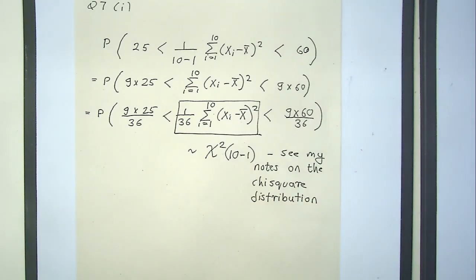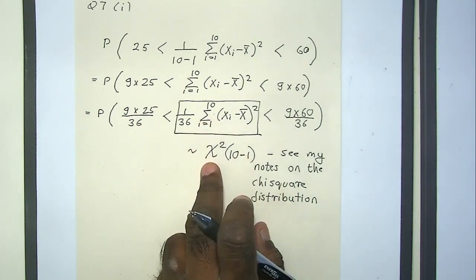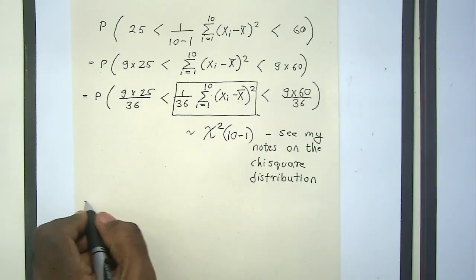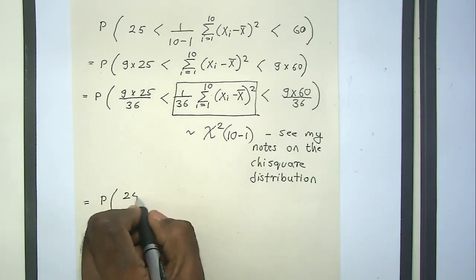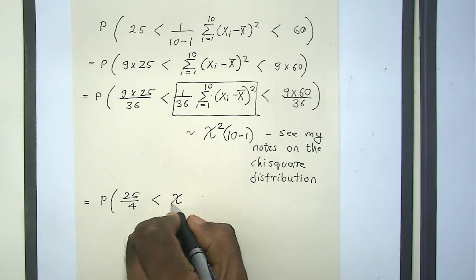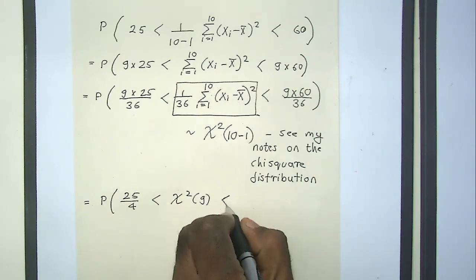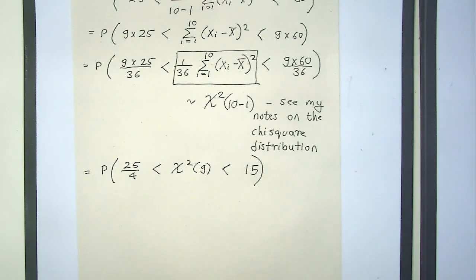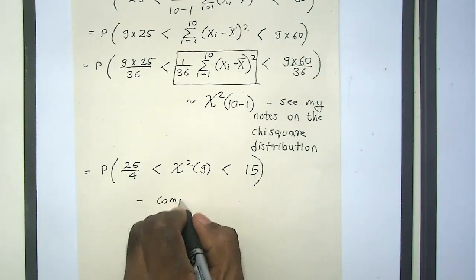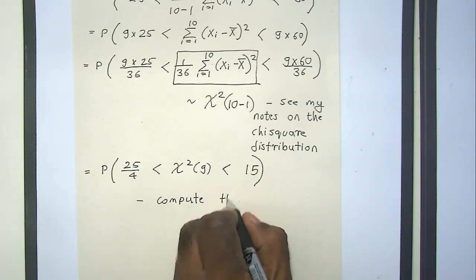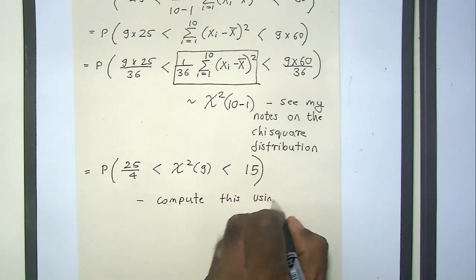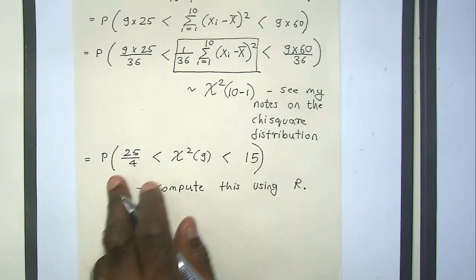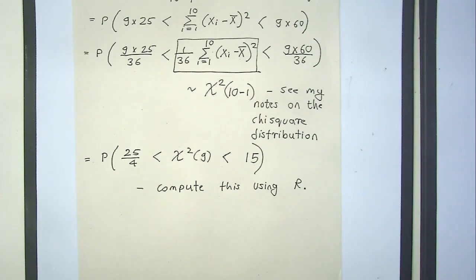Alright. One of the properties I mentioned is that this has a chi-squared distribution with n minus 1 degrees of freedom. So this becomes 25 divided by 4 less than chi-squared with 9 degrees of freedom less than 15. Alright? Okay, and you can compute this probability using R. Is that clear, guys, or not?